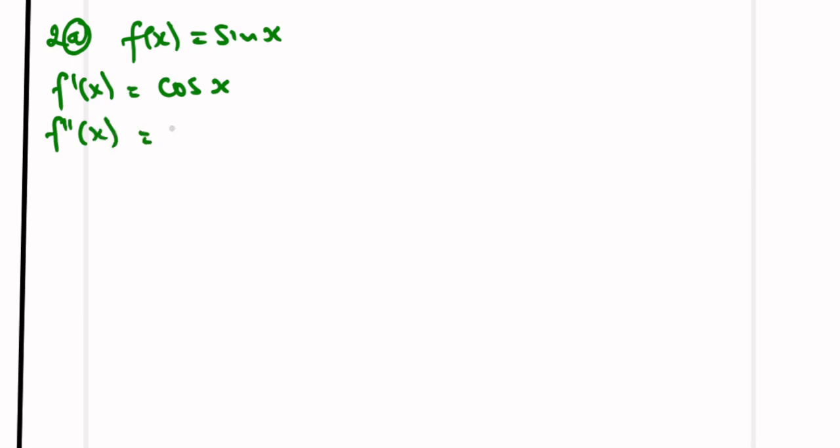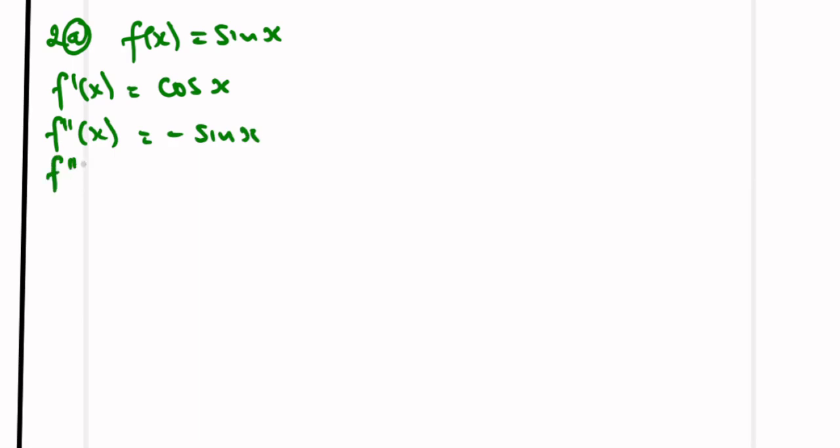So for 2a, f of x is equal to sine x. Now, successive derivative. F prime of x is equal to cos x. If you know the derivatives of trigonometry, the derivative of sine x is cos x, and the derivative of cos x is negative sine x. So that's what we are going to be applying here. So the derivative of sine x gives us cos x. Now we have to find the second derivative.